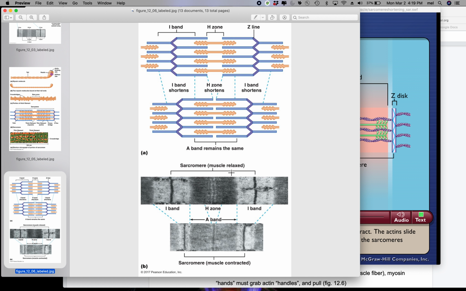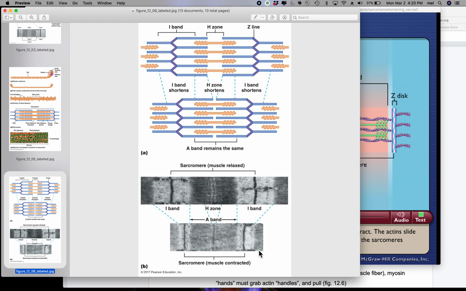This is the electron micrograph of this. And the H zone is right here in the middle of the A band. And then a contracted sarcomere in which the H zone almost completely disappears, and look at the width of the I band. So here's the diagram, right? Relaxed, contracted, and here's the photo, relaxed, contracted.